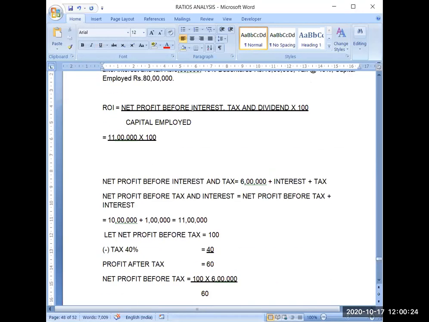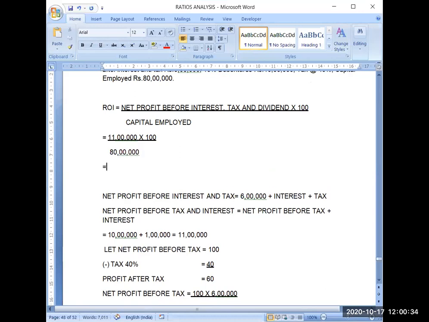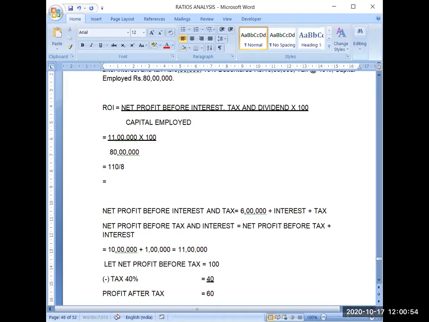Capital employed is given as 80 lakh. So I will divide this number by 80 lakh. Now if you simplify it, there are 7 zeros in the numerator and 6 zeros in the denominator. So it will be 110 divided by 8, and now you can cut it short. It will be equal to 55 divided by 4.